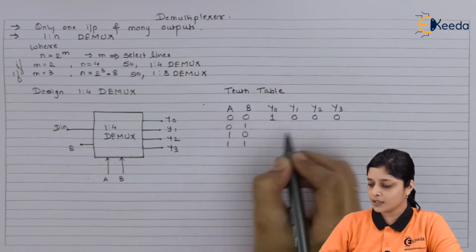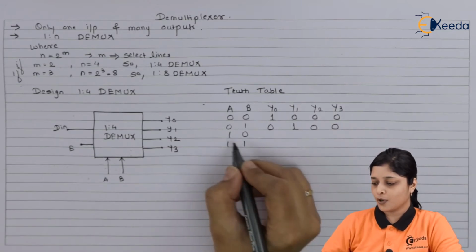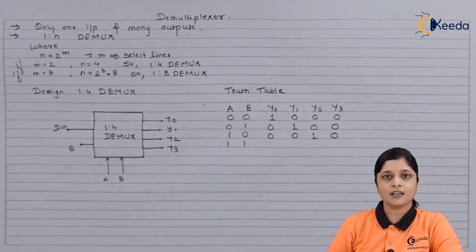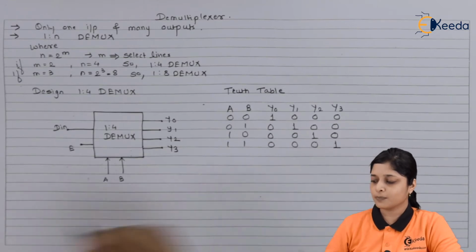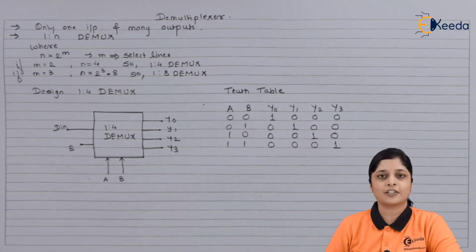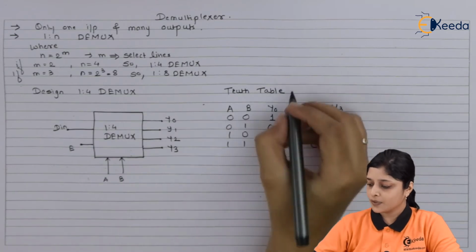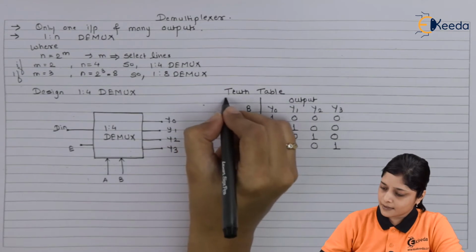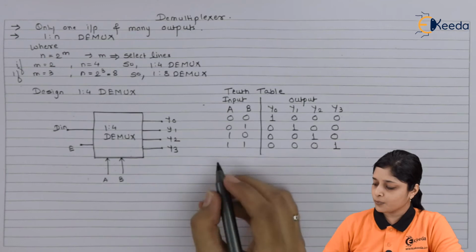Now for 0, 1, Y1 is the output. For 1, 0, we are getting Y2 as the output. And for 1, 1, Y3 is the output for the last stage. Now we are going to design the expressions for each output. You have this side is the output side and this side is the input side. Now expression for each output you have to design.